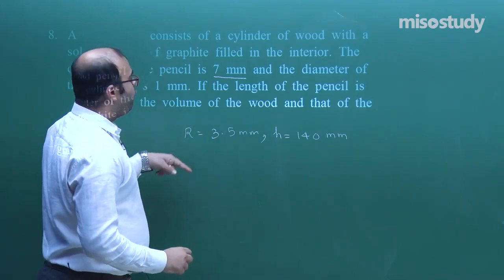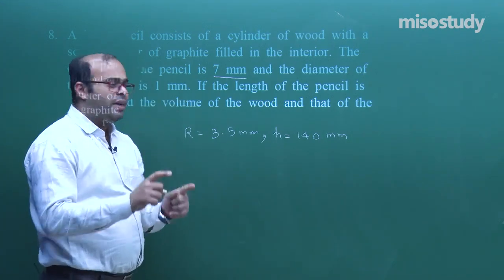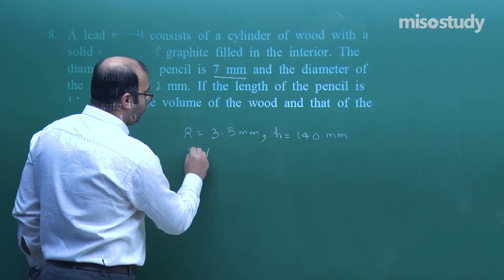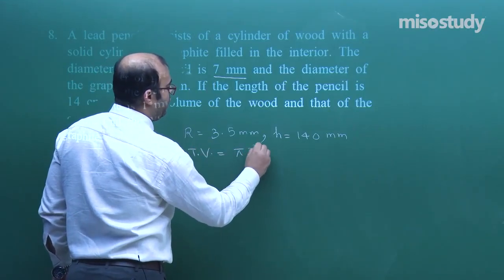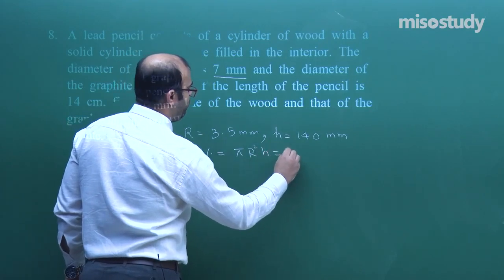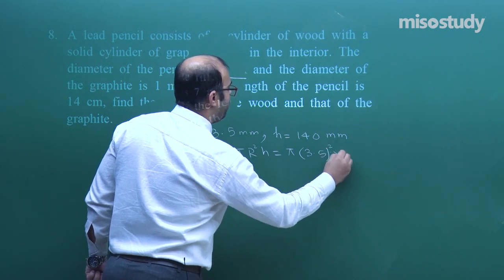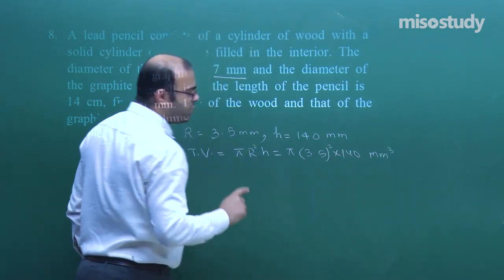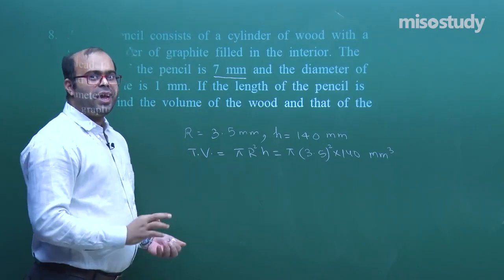Now, if we want to find the total volume including the wood and the graphite, that is the whole solid which we have. So, total volume is going to be pi r square into h, which is going to be pi r square is 3.5 whole square into 140 millimeter cube. This is not asked in the answer. What is asked? The volume of the graphite and the wood.